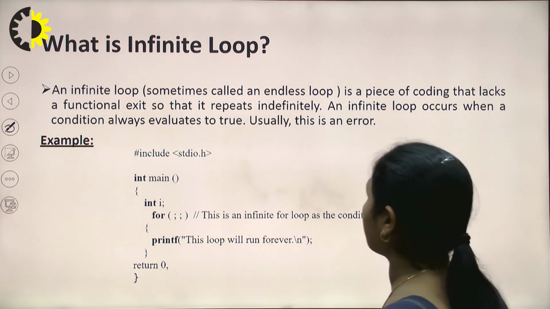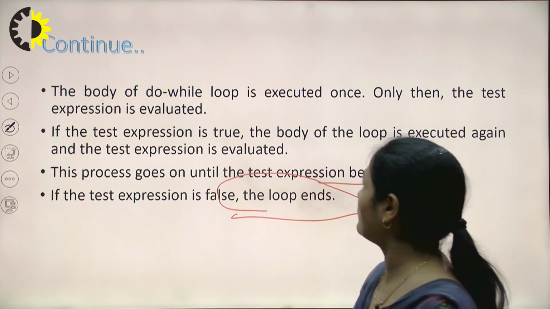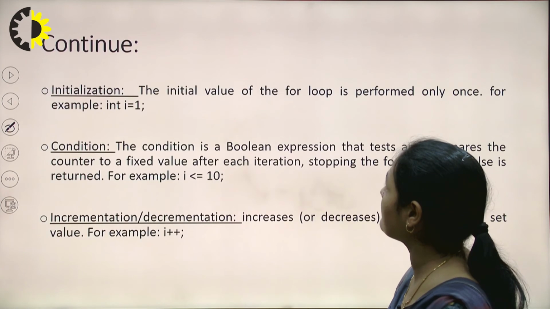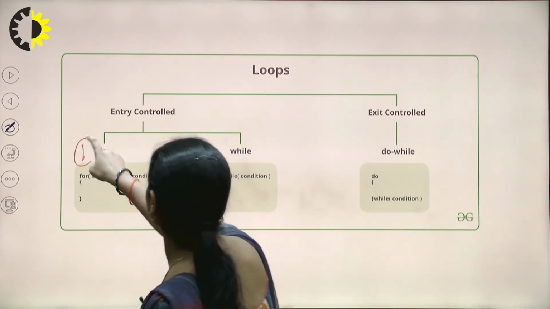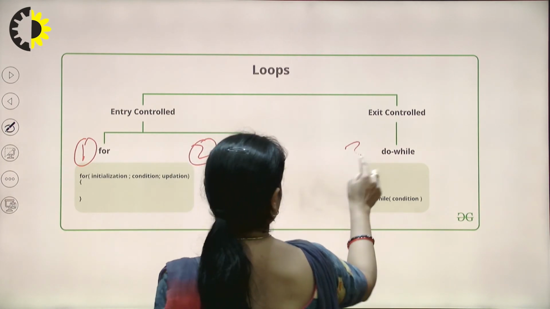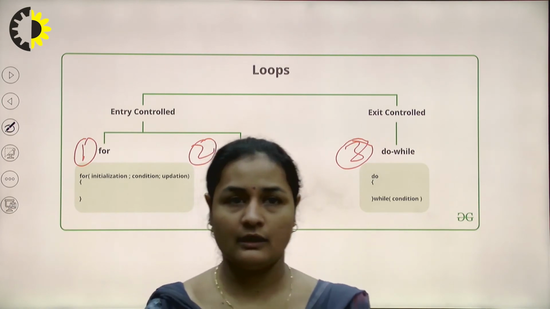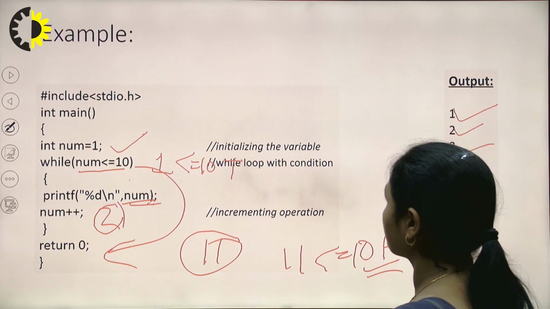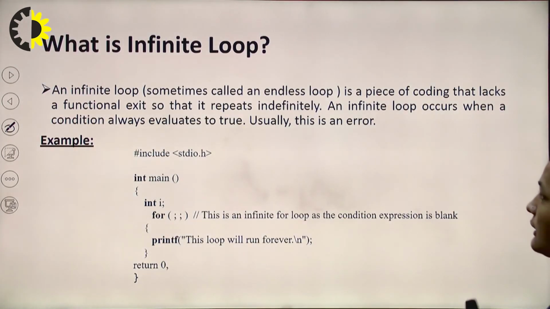What is an infinite loop? So these are the 3 basic loops. We have discussed the basic 3 types of loop, that is for loop, while loop, and do while loop. These are the 3 basic loops in C programming. Beyond these loops, there is a term that comes: infinite loop. So what is an infinite loop?